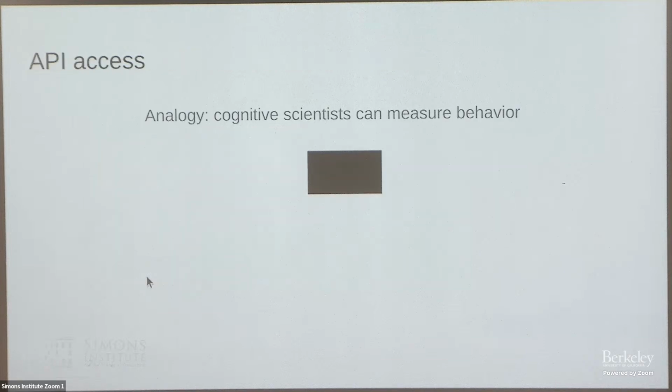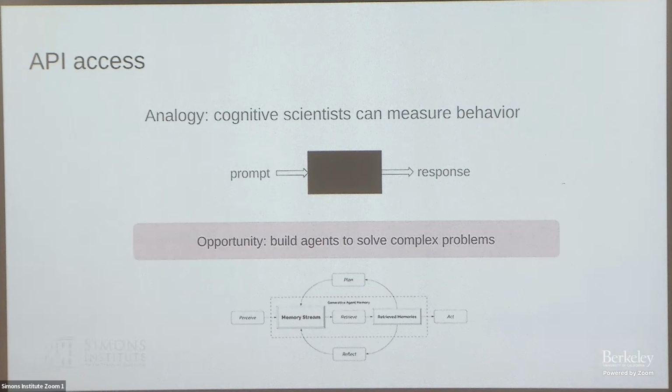At the API level, the analogy I like to use is imagine you're a cognitive scientist. You can study the behavior of a box by prompting it with something and seeing a response, but you can't really look inside the box. I will say that there are actually quite a few opportunities and research problems, even given just black box access, which I'll explore, in particular, building agents that solve complex problems.